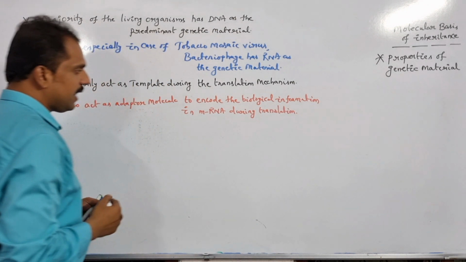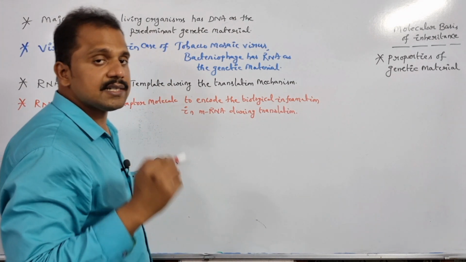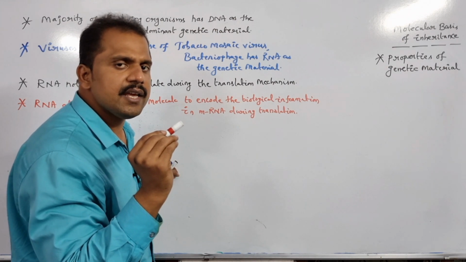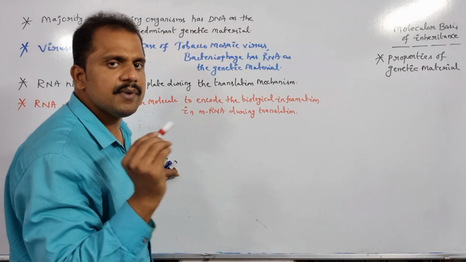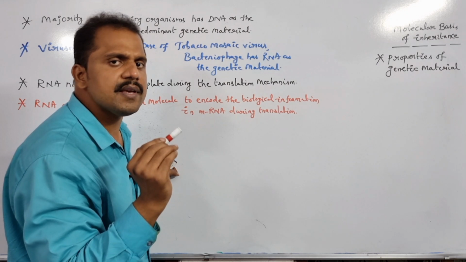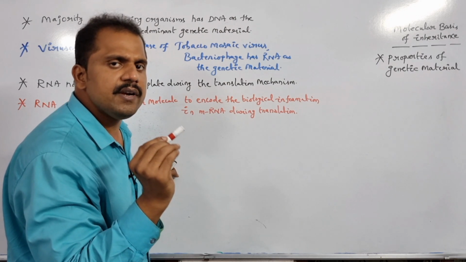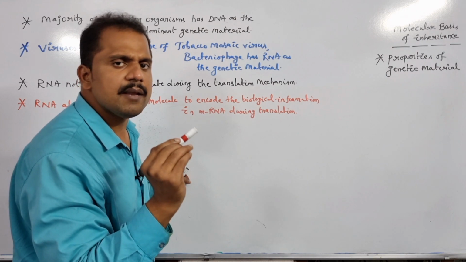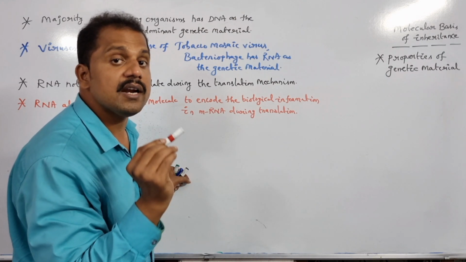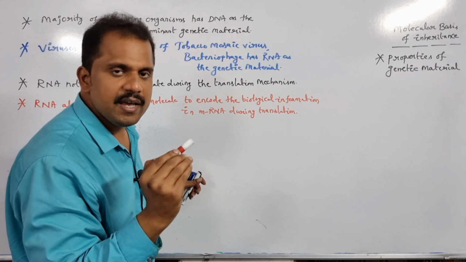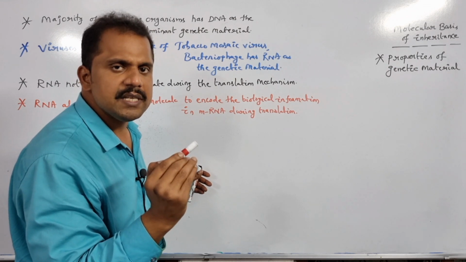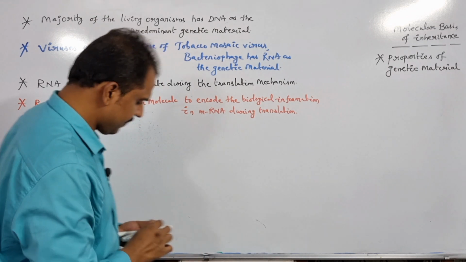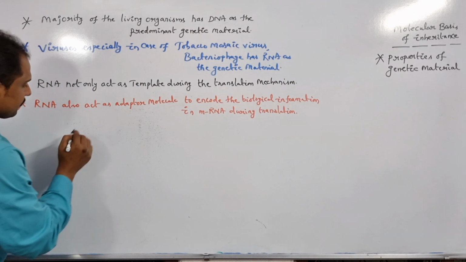Is it clear? If you consider the structure of DNA and RNA, there are certain chemical differences between them. What are the basic chemical differences between DNA and RNA? In DNA, the pentose sugar is deoxyribose. But in RNA, the pentose sugar is ribose. Is it clear? So let me write it here.